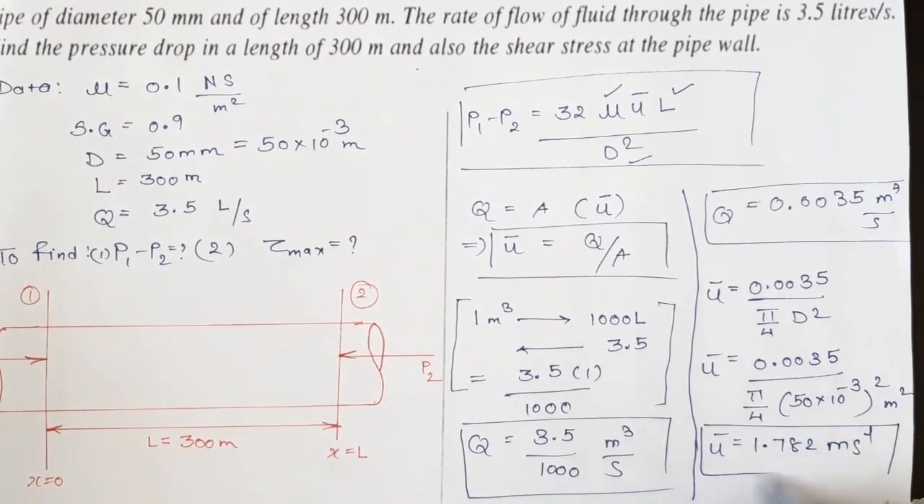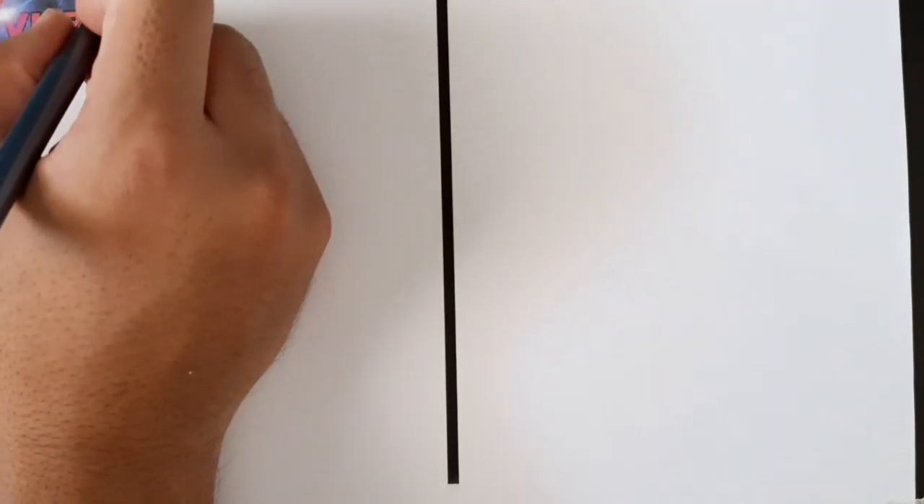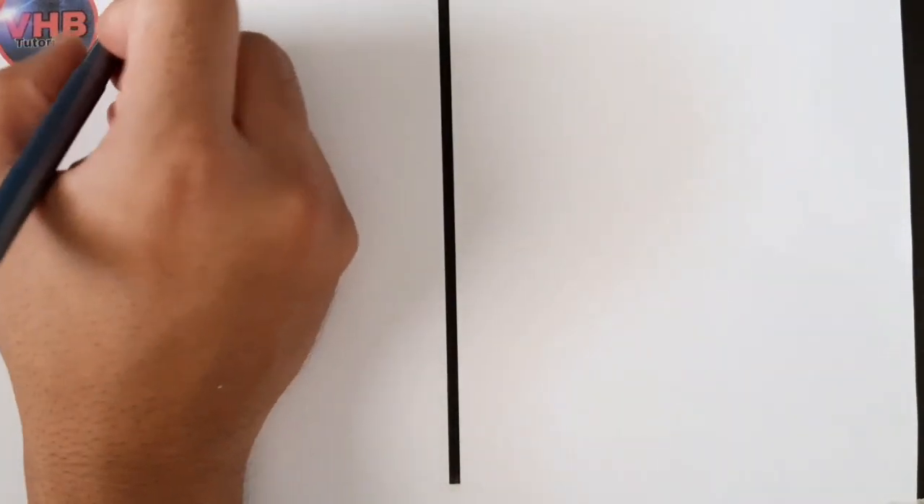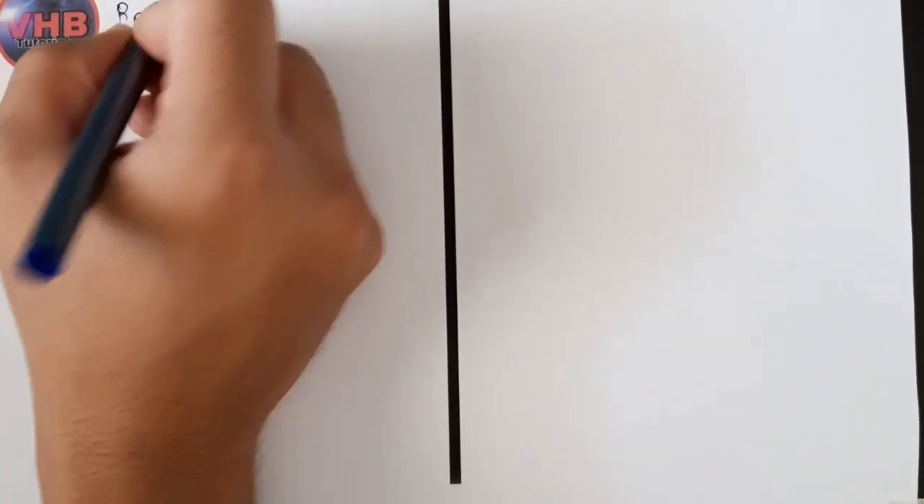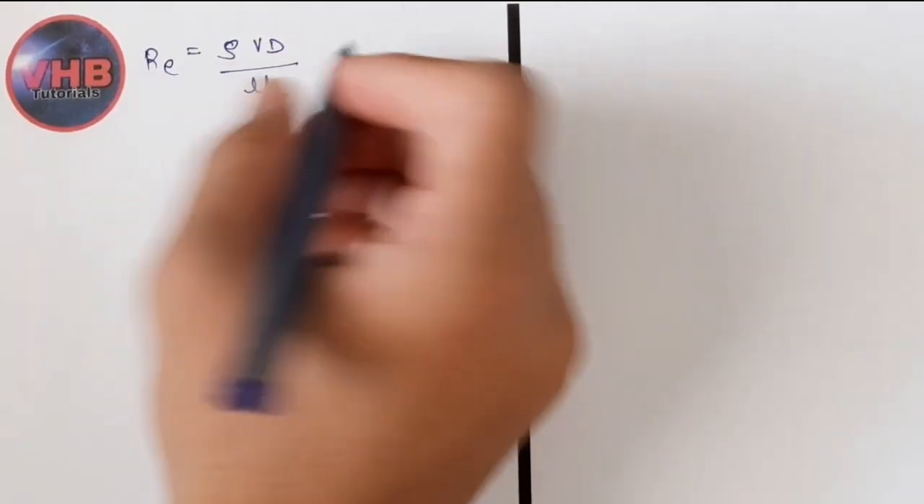So we have calculated u bar. Before substituting u bar in the equation of P1 minus P2, we will check whether the flow is laminar or turbulent. For this we have to calculate the Reynolds number. So Reynolds number Re equals rho V d upon mu.